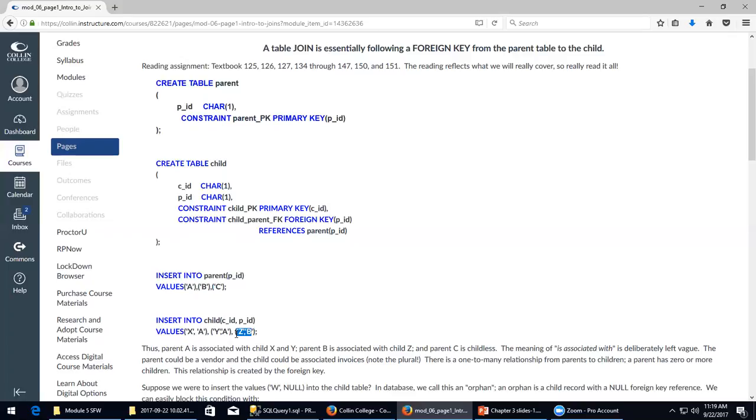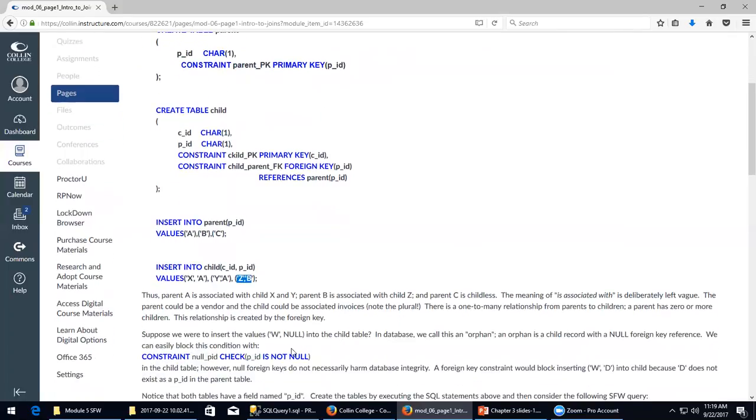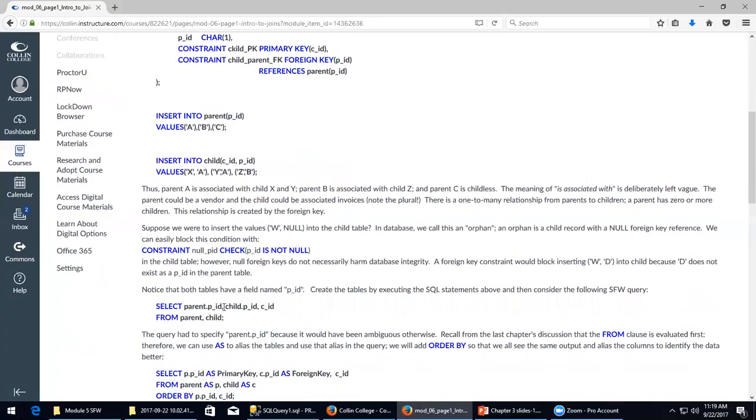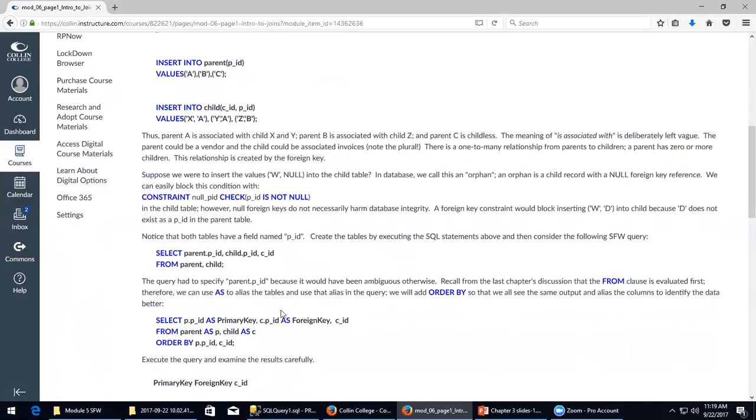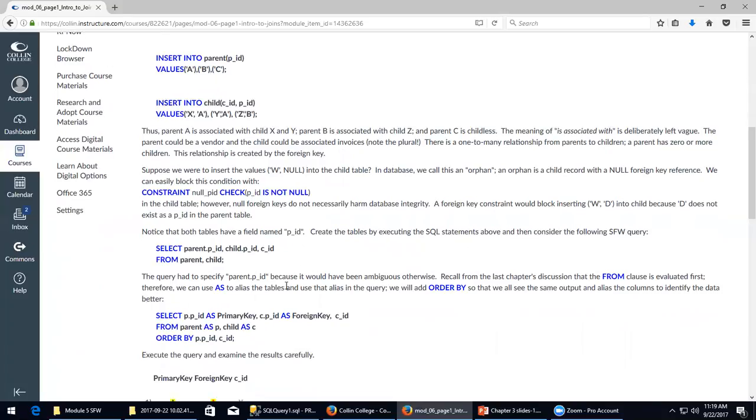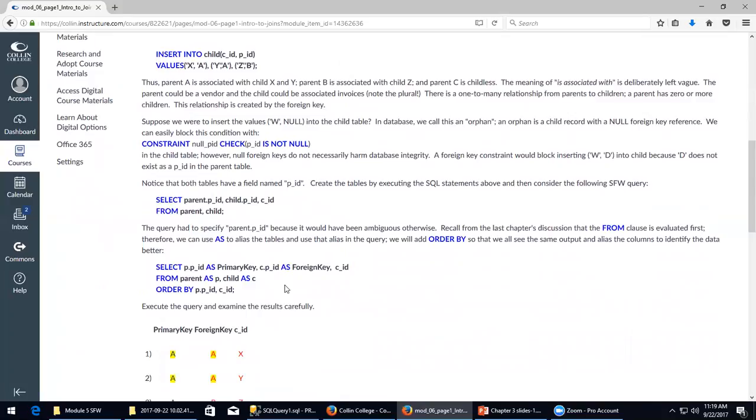Now, in the next line, and there we talk about that. Okay, I talk here about blocking that orphan bit, but I didn't. Let's see where I'm going here. Consider the following table.